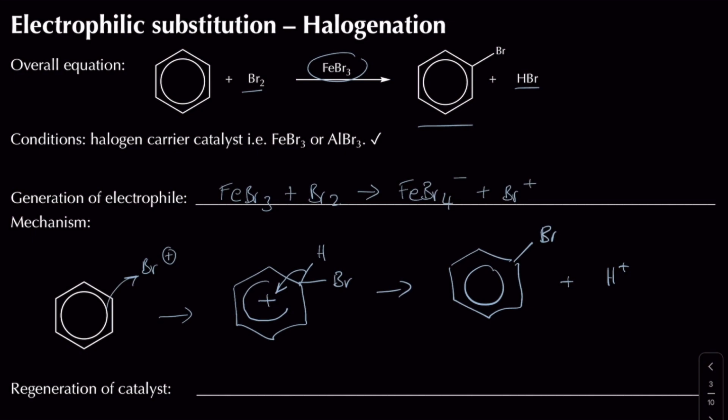Once we've got that, we need to show how our catalyst is going to be regenerated, because remember, the catalyst is going to be unused. It's going to be swallowed up by the reaction, and then it's going to be spat back out, right? It's unchanged chemically, and we've got in this case FeBr4 minus, and that's going to react with the H plus, and what we end up forming is HBr, which is our byproduct over here, and then we also end up forming FeBr3 itself. Now there's our first reaction done and dealt with.